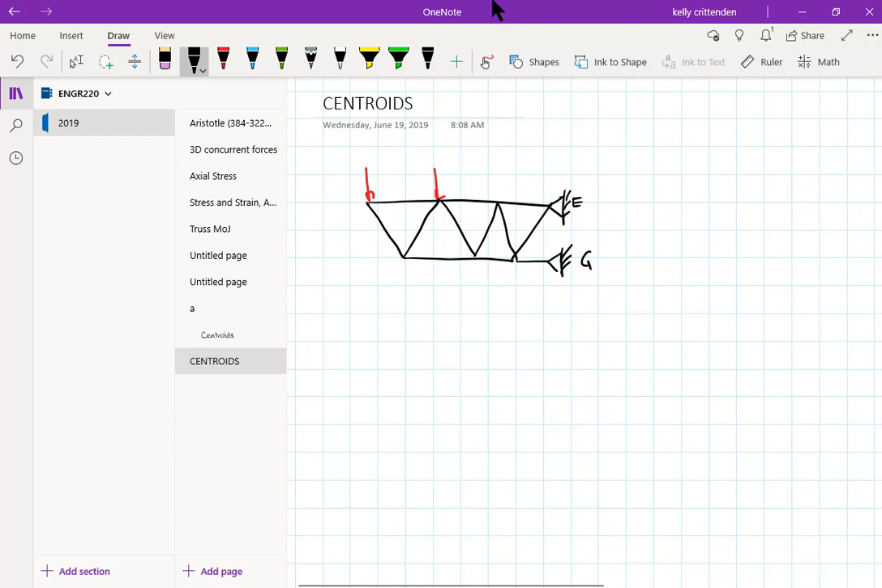This is not the truss that we actually have, but it's similar to that. The key here is that all truss members are two force members. So if we look at member GH, that's this one at the bottom right there.